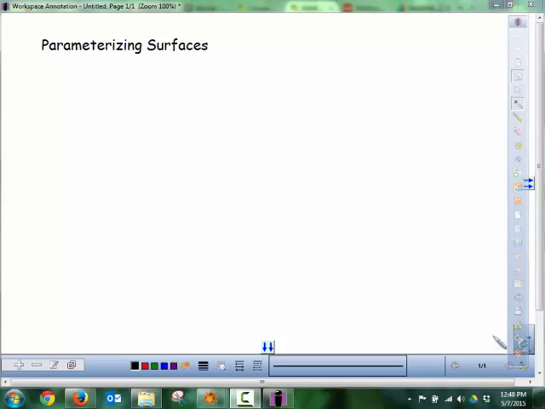Today we are parameterizing surfaces, and what's happening is that we are in the middle of developing different ways to integrate different things, namely the vector fields. We're going to integrate the vector fields. We've gone through a line integral where we integrated a vector field over a curve, but now we want to extend integrating the vector field over a surface.